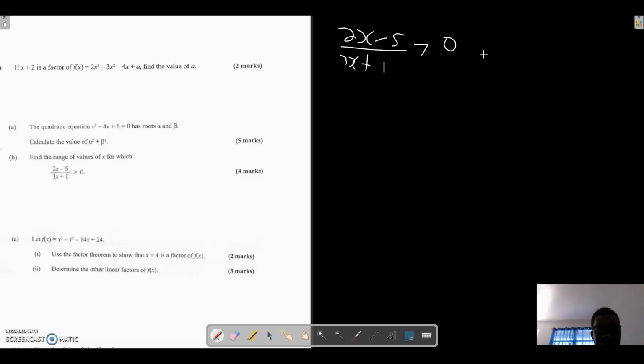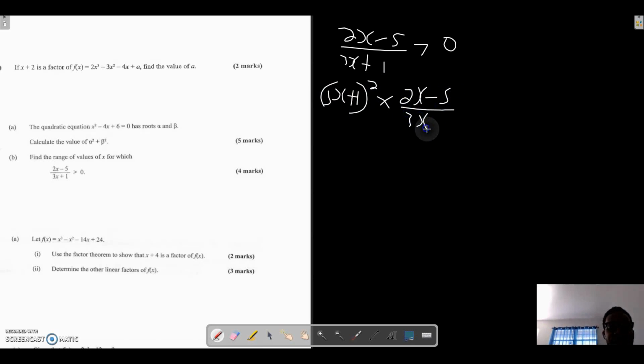So to eliminate that concept, all we can do is simply multiply both sides by the square of the denominator, as the square would actually be positive, because once you square something, it becomes positive, and therefore it doesn't affect the signs at all. So I'm going to have 3x plus 1 all squared times 2x minus 5 over 3x plus 1, and this is greater than 0, times 3x plus 1 all squared.